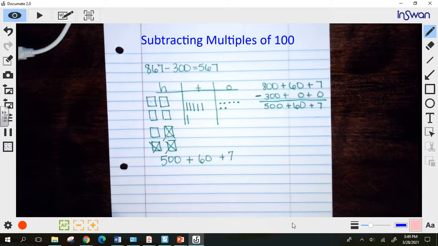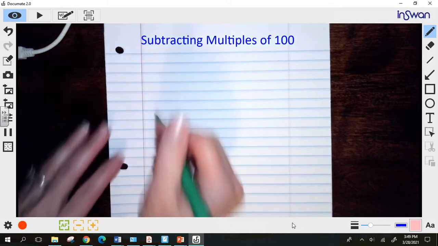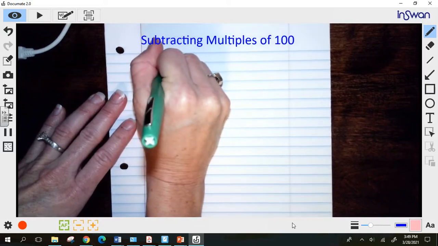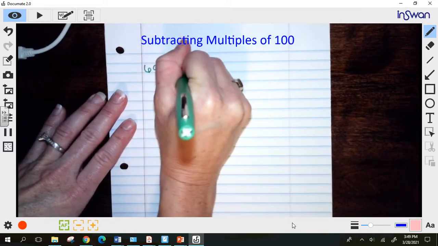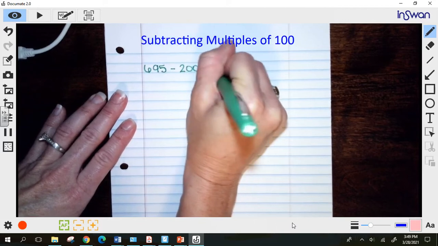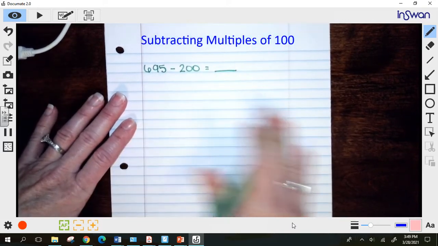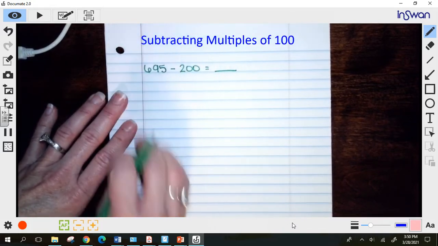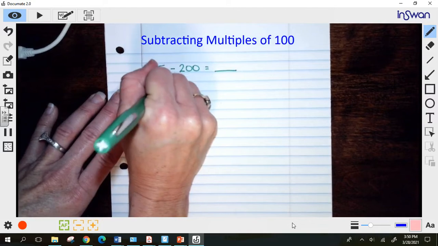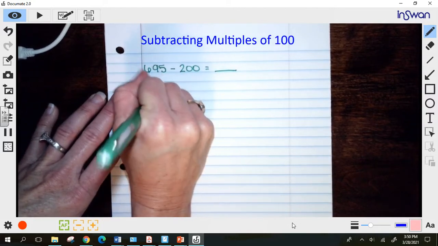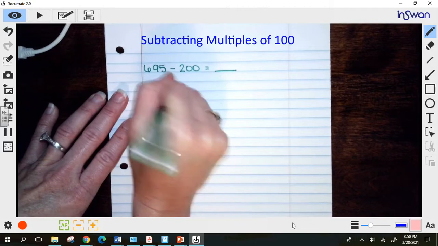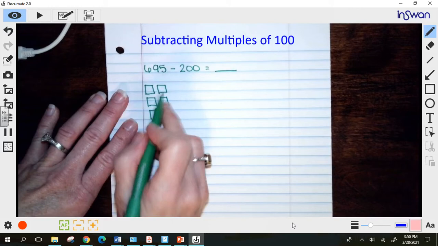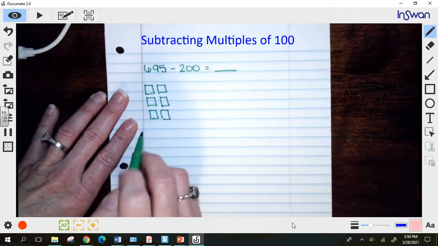Let's look at one more example. 695 minus 200. Now this time I'm not going to draw my 100 tens and ones. I'm just going to make the picture. We should know which section each of them goes in. So I have 6 in the hundreds. So I do 600 flats. So there's 1, 2, 3, 4, 5, 6. 100, 200, 300, 400, 500, 600.